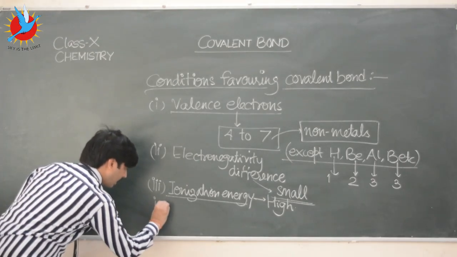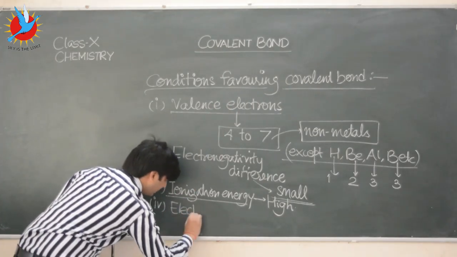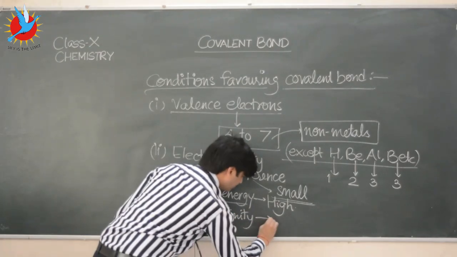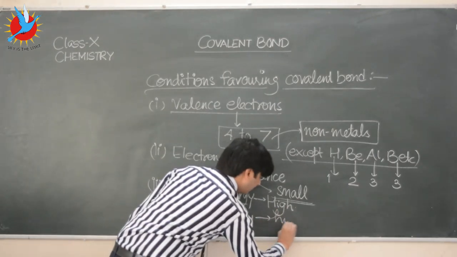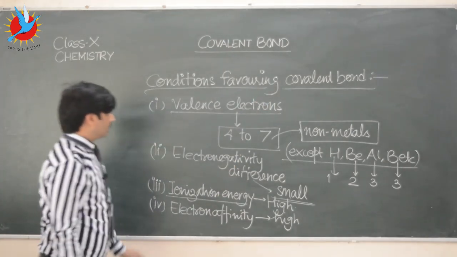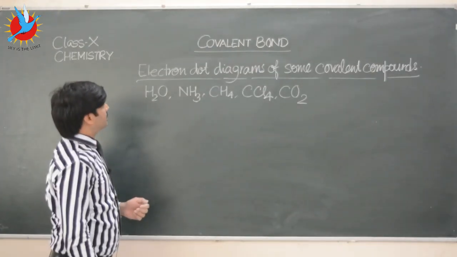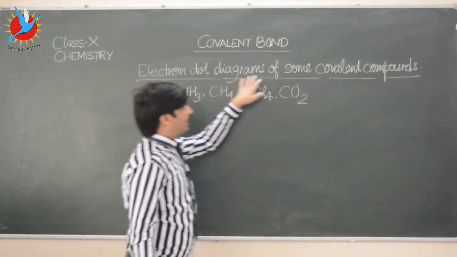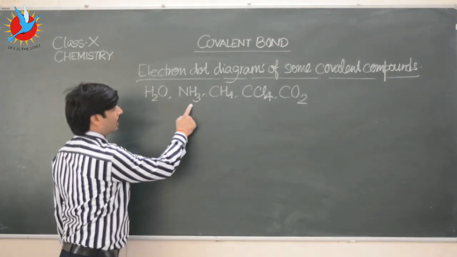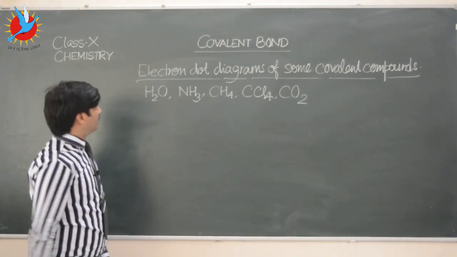And the fourth and the last condition for the formation of covalent bond is electron affinity. The atoms should have high electron affinity, then only they will preferably form covalent bonds. So here we have 4 important conditions favoring covalent bonds. Now we will discuss the electron dot diagrams of some important covalent compounds like H2O, NH3, CH4, CCl4, CO2. So one by one we will discuss.